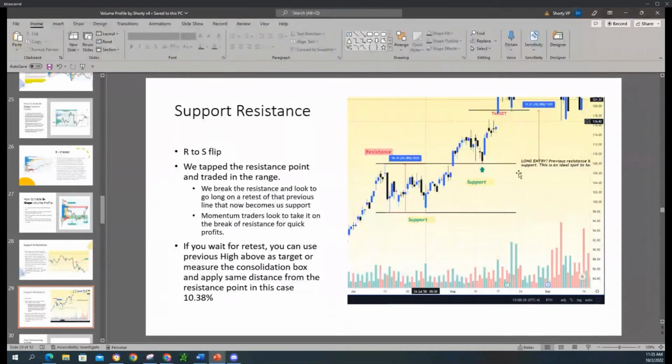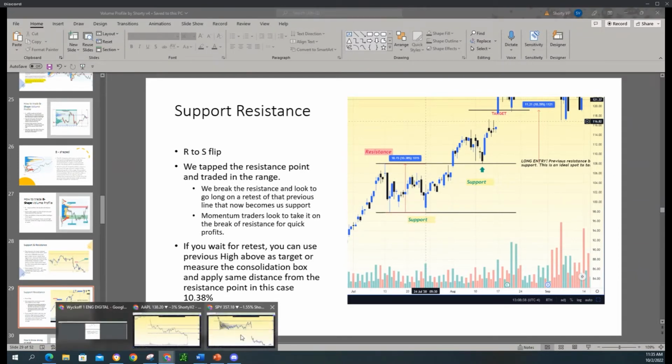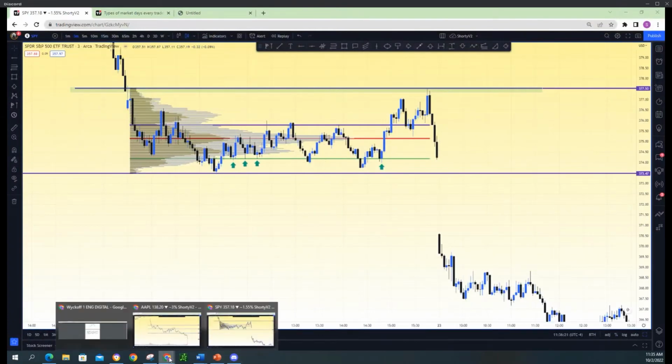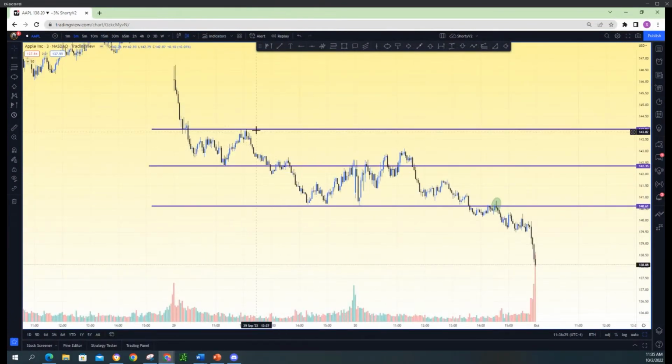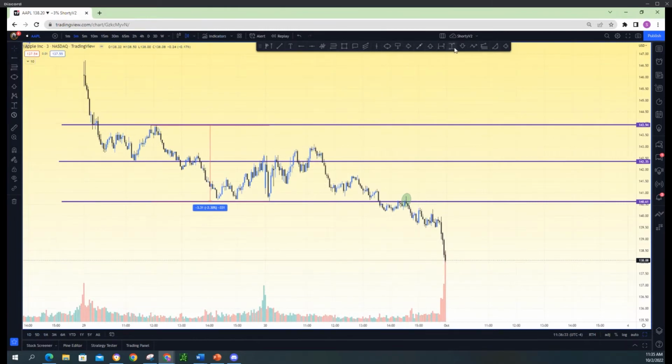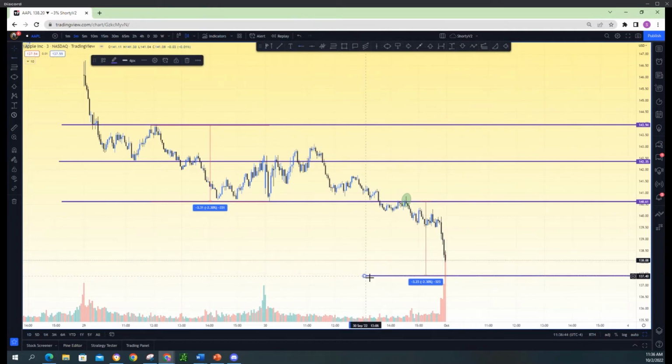If you're playing 0 DTEs, that's probably not the best, depending on your time frame. But a measured move is the channel. So if I was to measure this move right here, from the top to bottom, 2% here for Apple, right? So I go from here. Apple somewhere around here is probably going to get a bounce because it'll be the equivalent, the symmetry of the channel all the way down here.